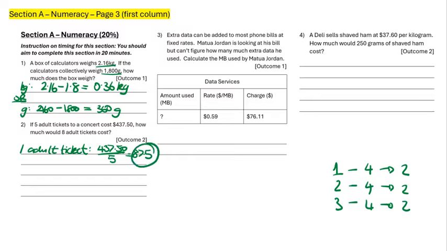Now that you've standardized it, so it's 87.5 per ticket, we can just multiply it by what we're looking for. In this case, we're looking for 8, so that means 8 adult tickets. That's going to be 87.5 times my 8, and my total price here is going to be $700.